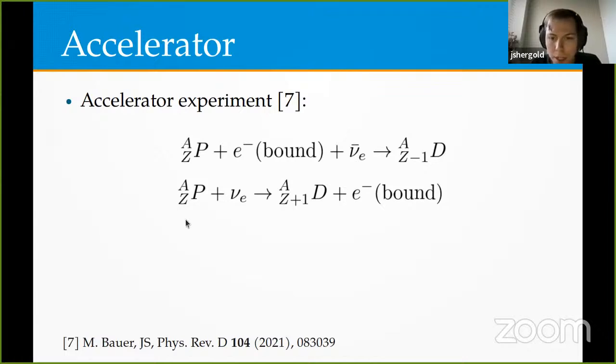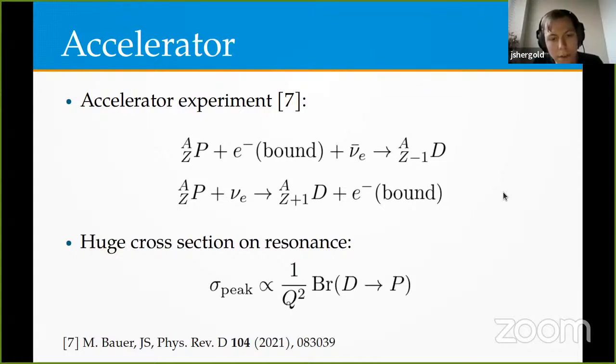The other process is this resonant bound beta decay process, where you have some parent state P on your beam, you capture some electron neutrino from your background, giving you some daughter state D, and an outgoing electron, which is captured by one of the electron orbitals of this daughter state D, and ends up bound. So again, this looks something like a 2-to-1 process, and it's a resonance.